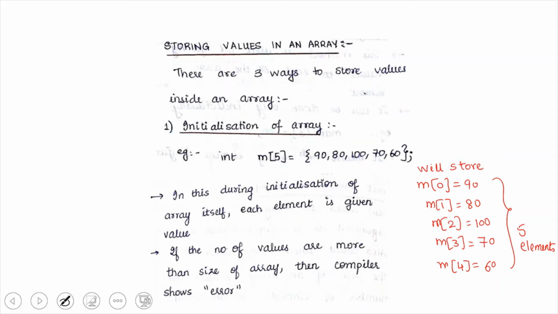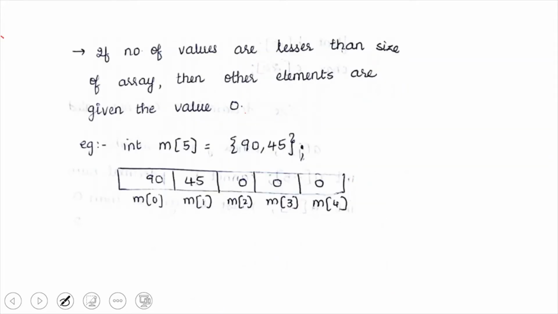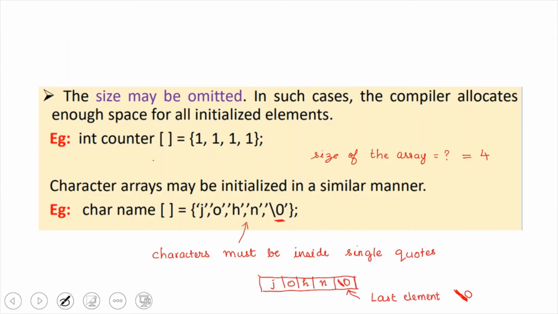If the number of values inside this bracket is greater than the size, then the compiler will show an error. If the values on the right hand side are fewer than the size given, then automatically the remaining values will be assigned a value 0. You can also avoid giving the size of this array, and instead it will be automatically allocated the size of 4.